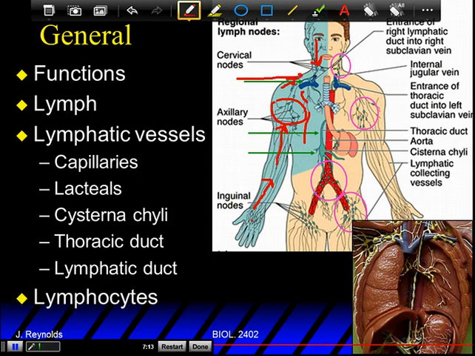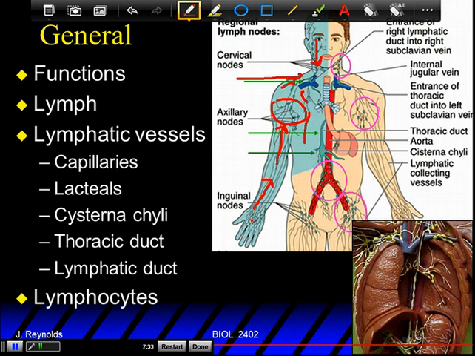It's a little green vessel I'm trying to point to. It's called the right lymphatic duct. It's only on the right side. So all that fluid goes into this right lymphatic duct, and that's where it goes into the right subclavian vein. And now the fluid is back in the general circulation.